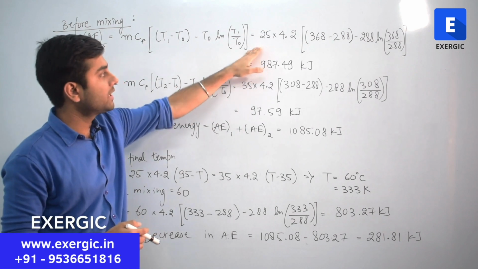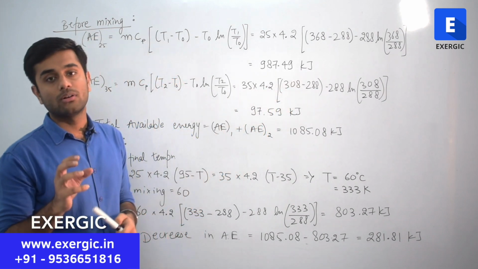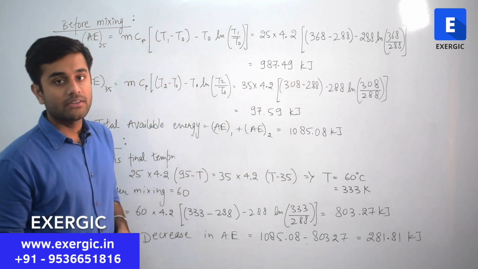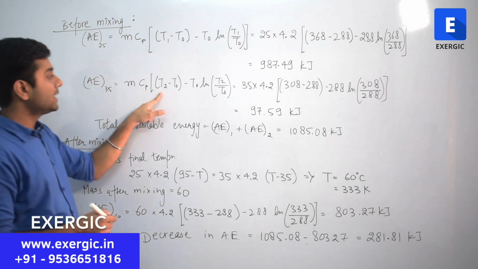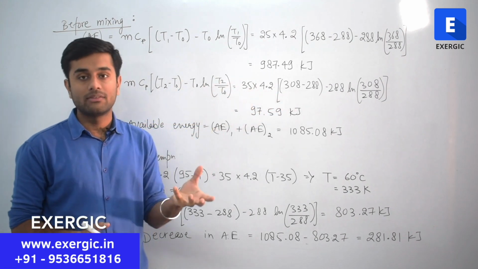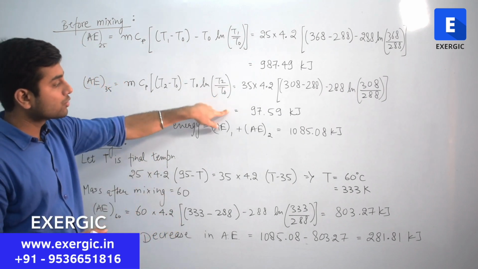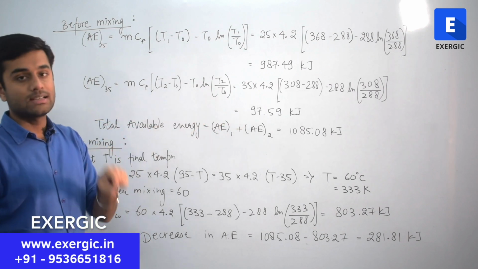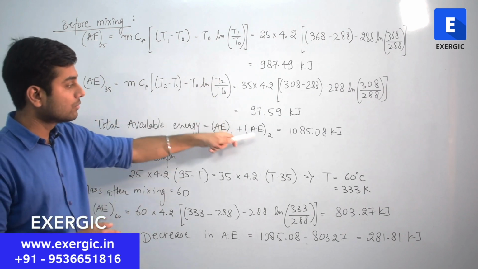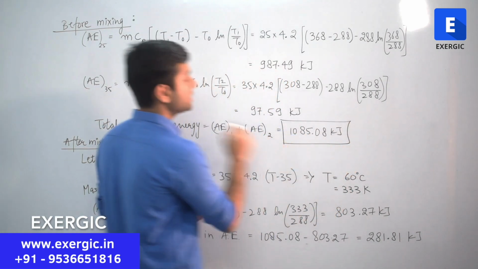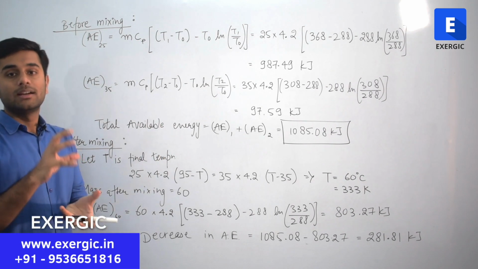The mass is known to us, 25, and Cp is known to us. After putting the values, you will get 987.49 kilojoule as the available energy for 25 kg. Similarly, using the same expression for 35 kg, the mass is going to be 35 here and temperature T2 is going to be 308 Kelvin after converting 35 degrees Celsius into Kelvin. You put the values, you solve, and you will get 97.59 kilojoule as the available energy of 35 kg. So the total available energy is the sum of these two, which comes out to be 1085.08 kilojoule. This is before mixing, their individual available energy added together.